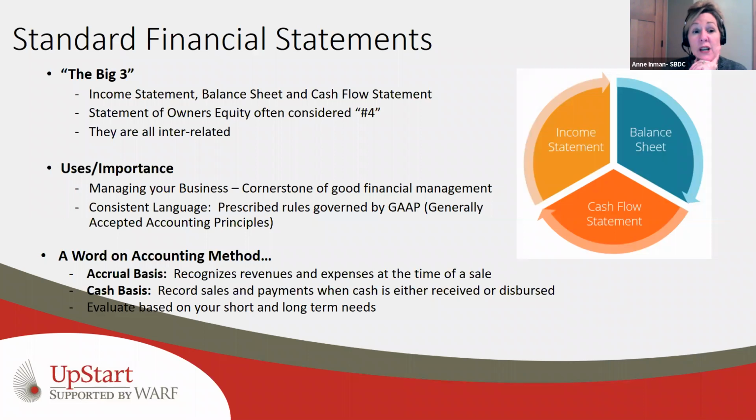So before we move on, I want to talk a little bit about accounting method, because this kind of relates to this whole idea of uniform financial statements. There are 2 primary methods for accounting for sales and expenses in your business. One is called the accrual basis, and the other is called the cash basis. The big difference between these is when you record the sales. When the cash is received, that's how we do it in the cash basis. So if cash comes in the door, that's when I record the sale. Or in the accrual basis, we recognize revenue and expenses at the time of the sale and not necessarily when the cash comes in the door.